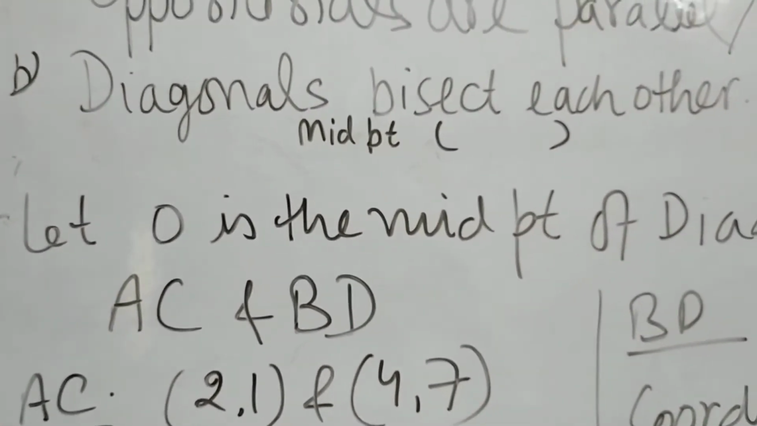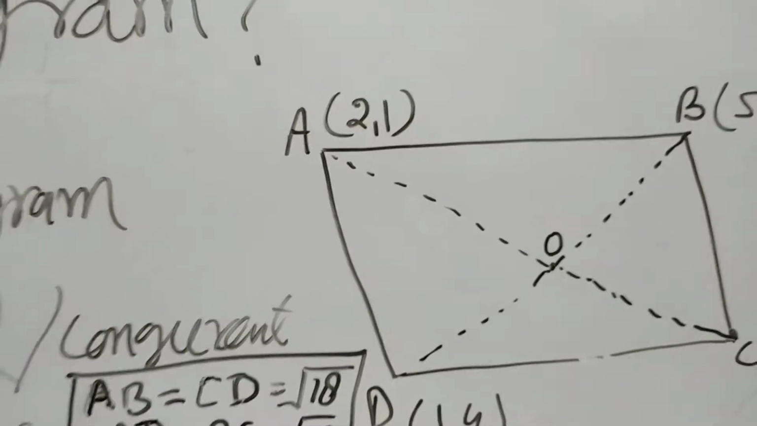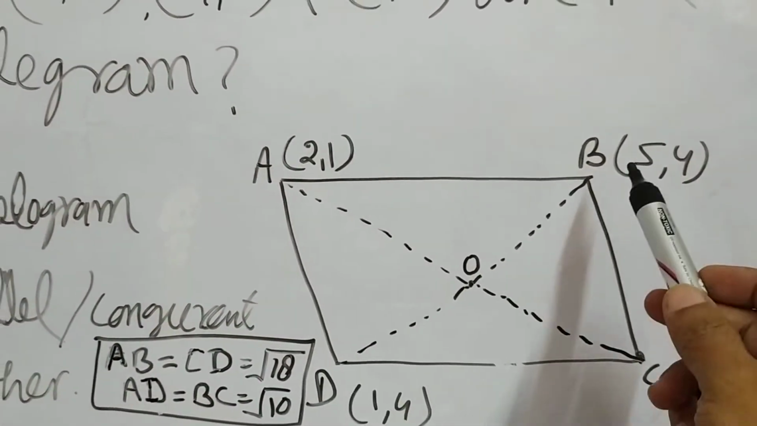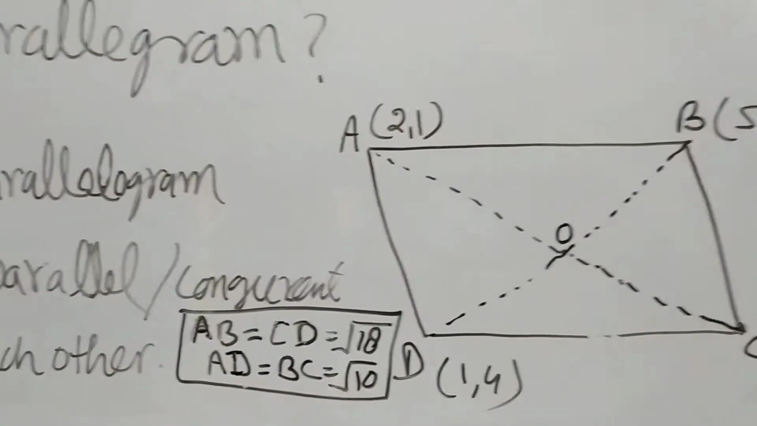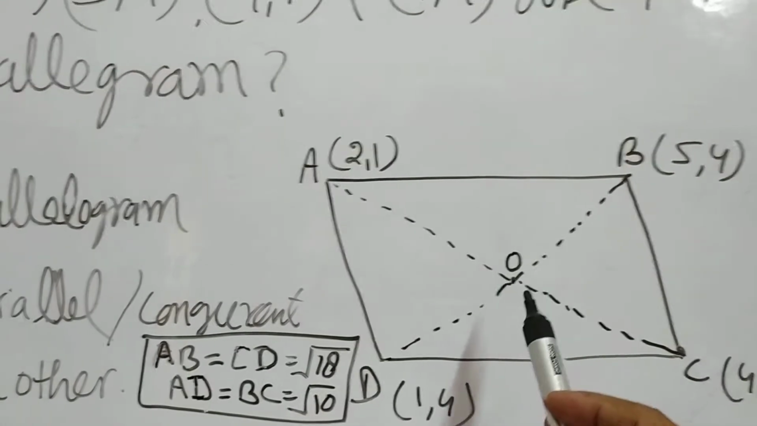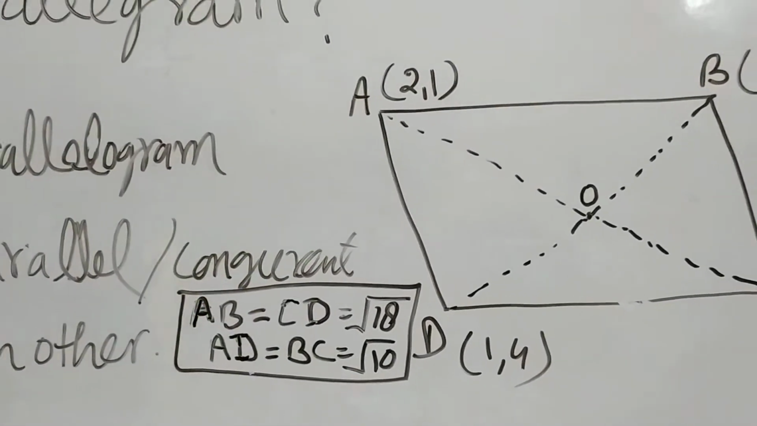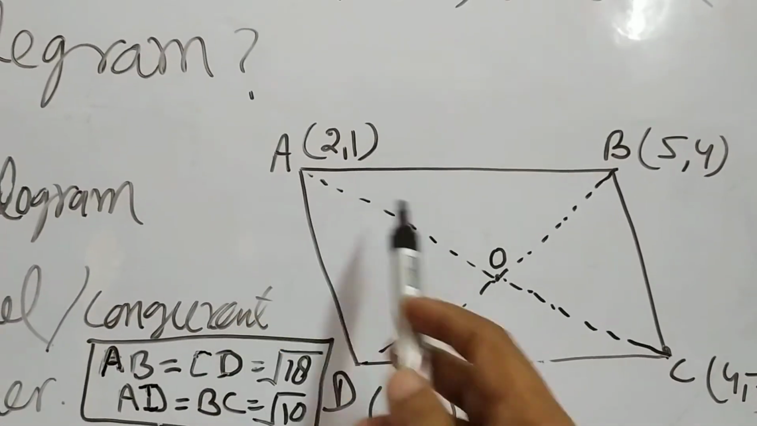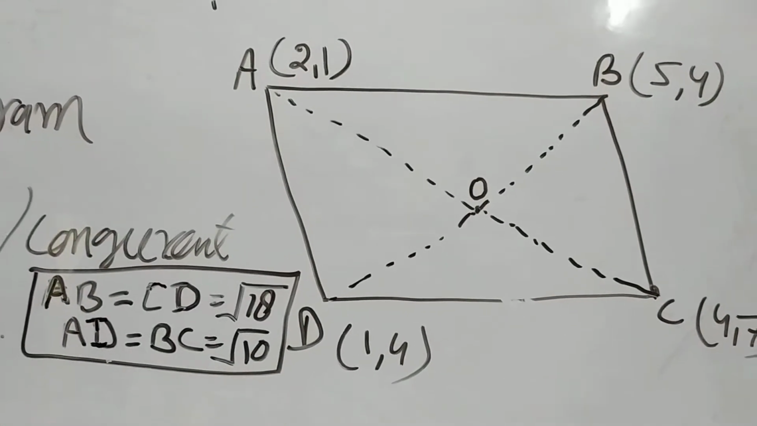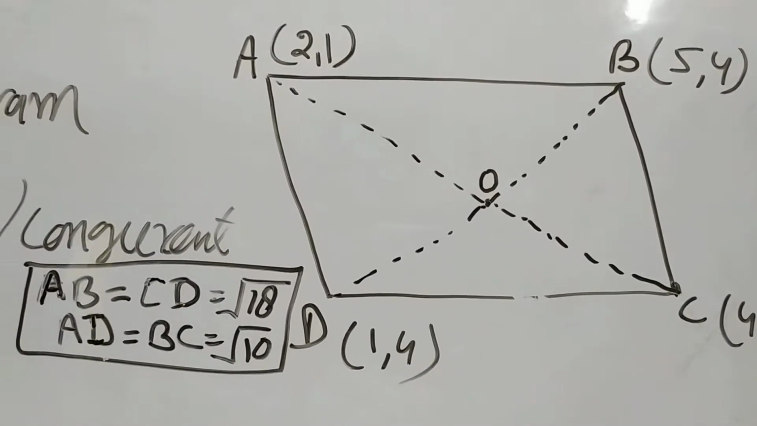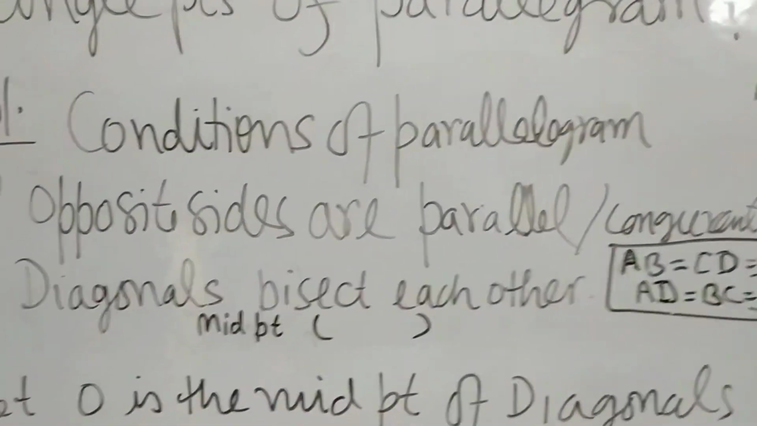Now we have to prove that the diagonals AC and BD bisect each other. That means O is the midpoint of AC and BD simultaneously. So we will calculate the midpoint of this line and this line. If the coordinates of both are the same, that means O is the midpoint of both the diagonals. That means the diagonals bisect each other at the midpoint.